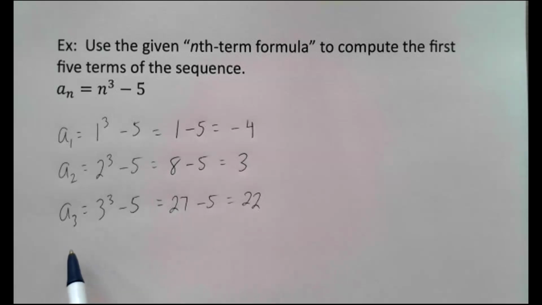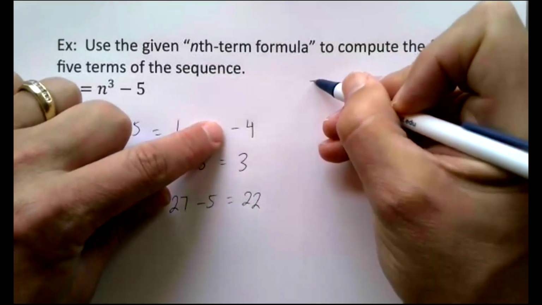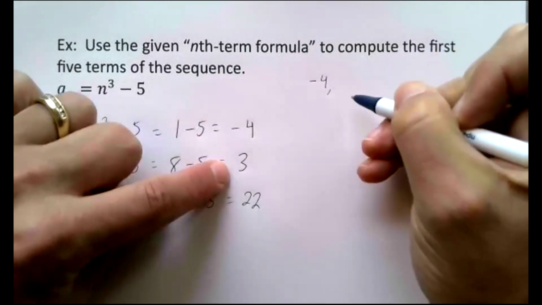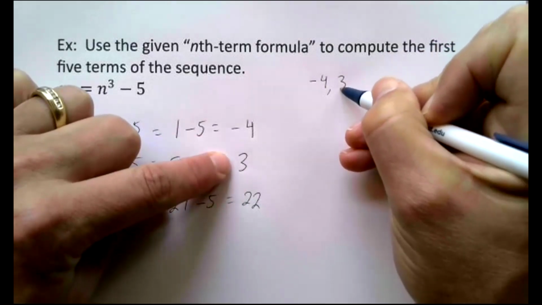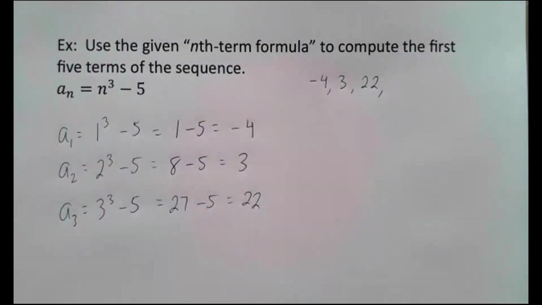We're not finished yet. We have to find 2 more. They want us to find the first 5 terms of the sequence. But just so you understand what's happening, what would this sequence look like? The first term would be -4. The second term would be 3. The next term would be 22. What's the next term going to be? Well, let's go figure it out.